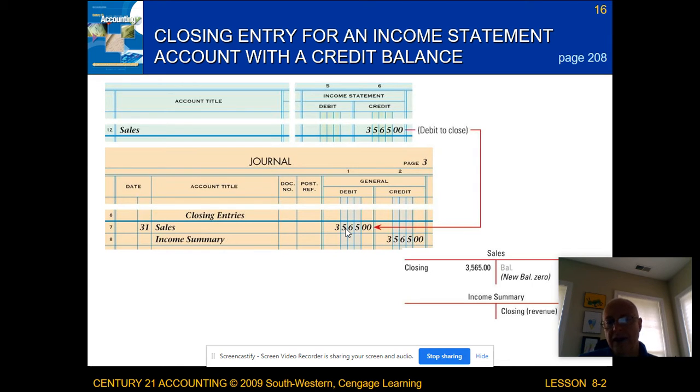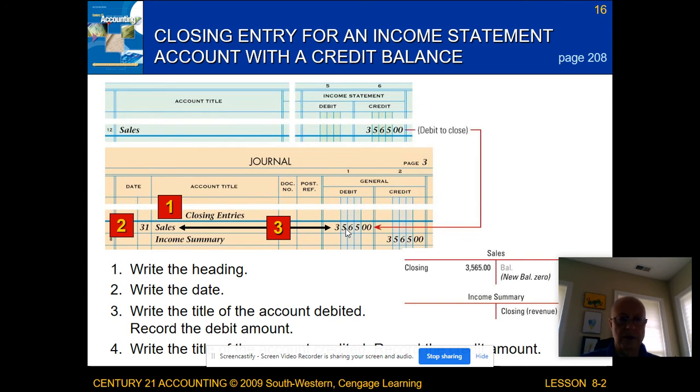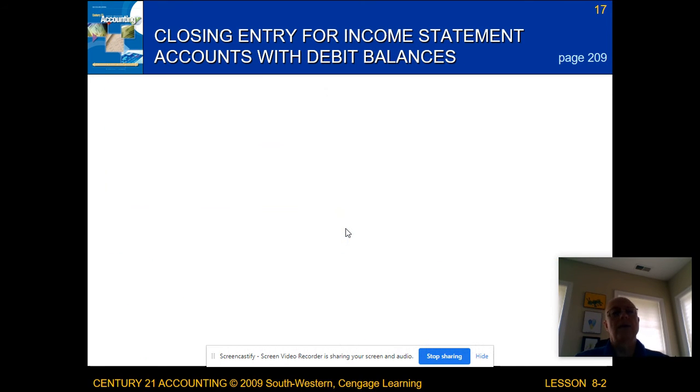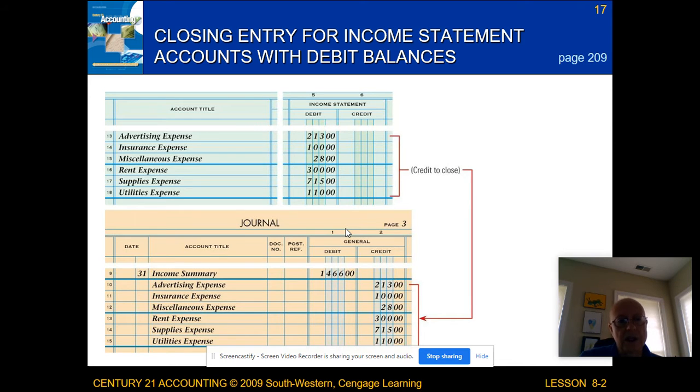All right, now if we didn't have any expenses, that would be our income for the month, but we do have expenses. Doggone it. Okay, so you guys can look at this at your leisure. Okay, closing entries for the income statement accounts with debit balances. This is a little more lengthy. So the process is the same. So what we do is we just kind of add on. But here's what you'll notice.